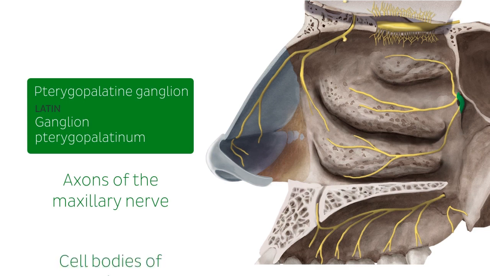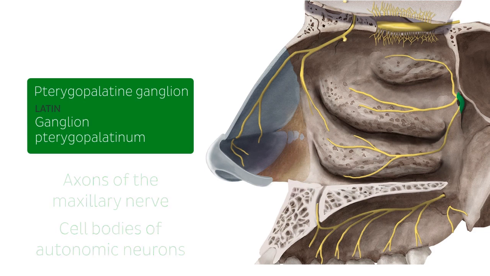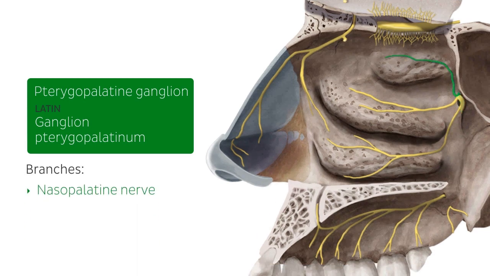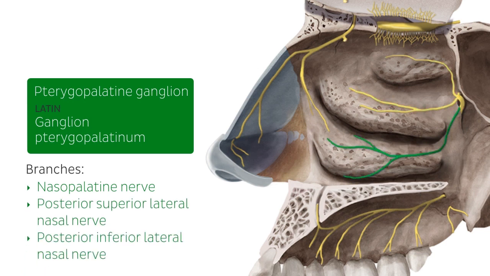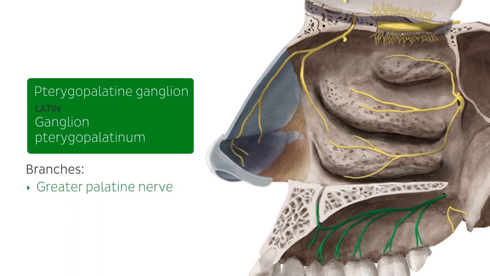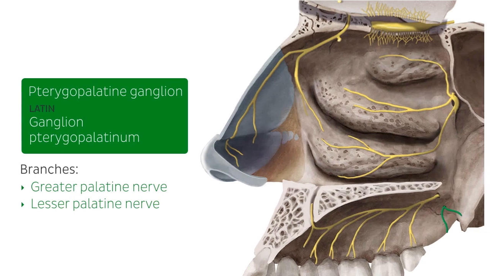And it also contains the cell bodies of autonomic neurons regulated by parasympathetic and sympathetic neurons from the nerve of the pterygoid canal. The pterygopalatine ganglion gives off the following branches: the nasopalatine nerve, the posterior superior and posterior inferior lateral nasal nerves, and the greater and lesser palatine nerves. We'll now start discussing each of these branches in a little bit more detail.